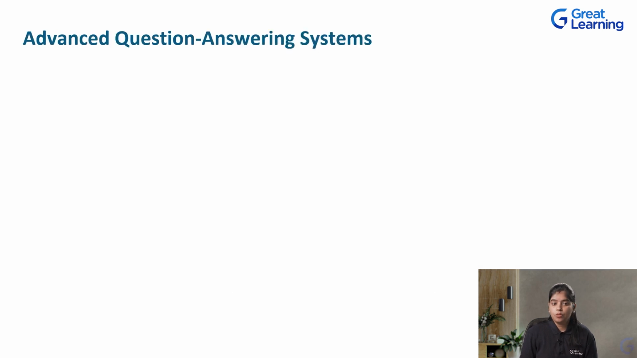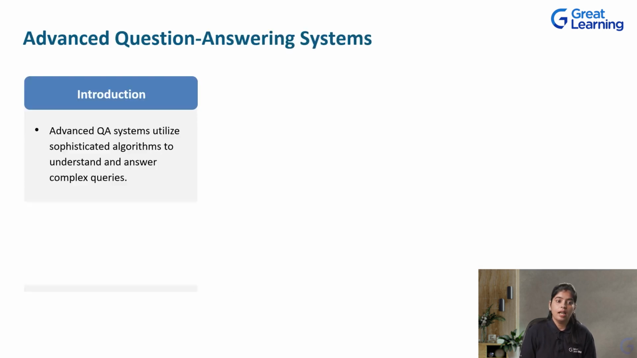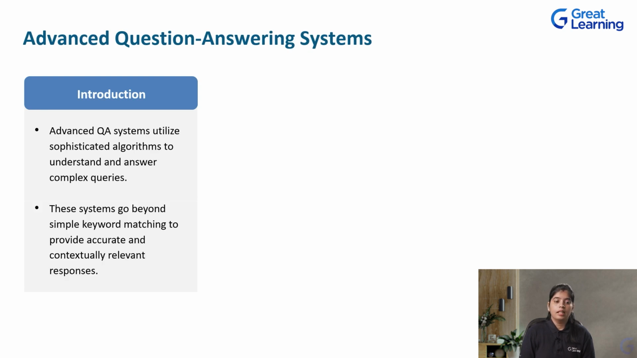Now, next is the advanced question answering system. How is RAG helpful over here? First, we'll understand in the introductory part what an advanced question answering system is. Advanced QA systems utilize sophisticated algorithms to understand and answer complex queries. When we ask any question, we should get the proper answer. So in a very simple manner, if you ask a very complex query, you should get the proper answer, so the advanced QA system understands that complex query and gives you the answer. This system goes beyond simple keyword matching to provide accurate and contextually relevant responses.